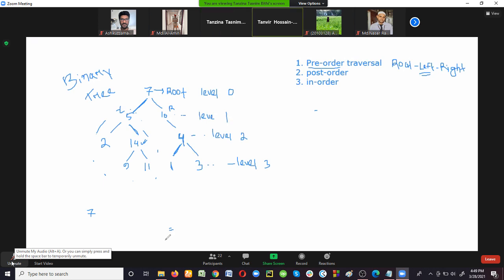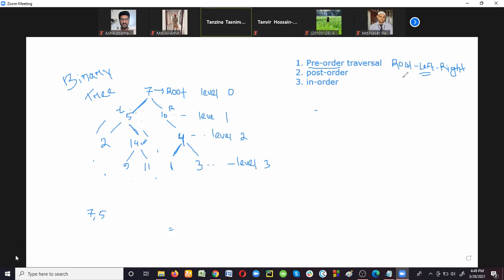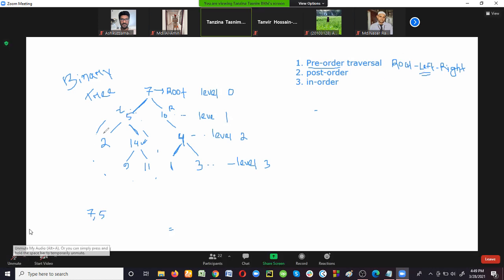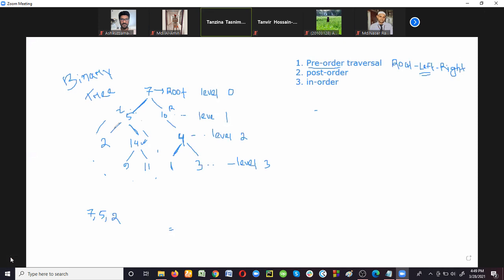Yes, ma'am. Yes, we can take 5. Okay. Then what is the process after processing the root node? The left child of that node. So 2 is the child node of 5. Is it a parent node? No, ma'am, it's a leaf node. That means we can take that left child of the root node 5. After taking the left child, now we have to take the right child of the root node 5.